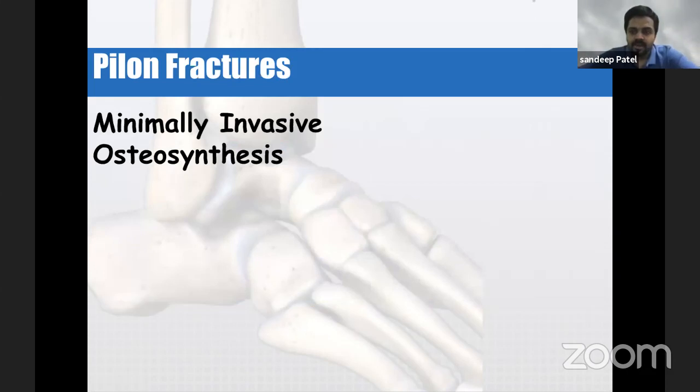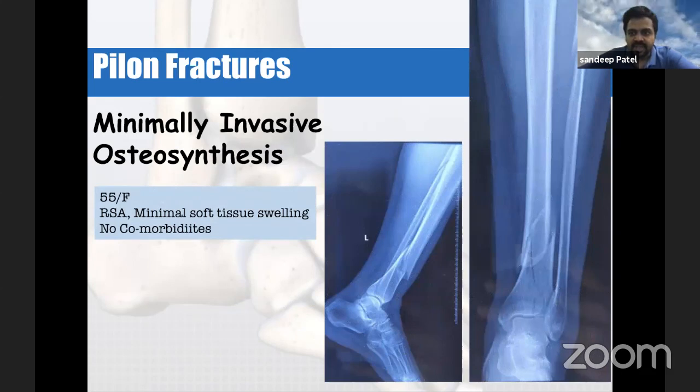Initially, I'll present two cases of pilon fractures and move on to the ankle. In pilon fracture, one of the concepts is minimally invasive osteosynthesis. This is a case of a 55-year-old female, road traffic accident, but the soft tissue swelling was minimal in this case and there were no comorbidities. So this was typically a low energy pilon. Overall, pilons have two variants: low energy and high energy. This seemed to be a low energy pilon.